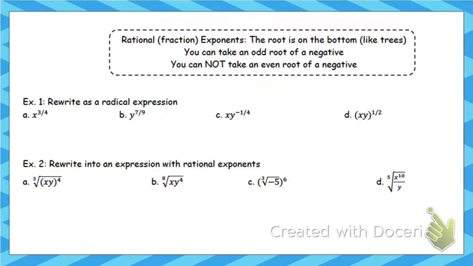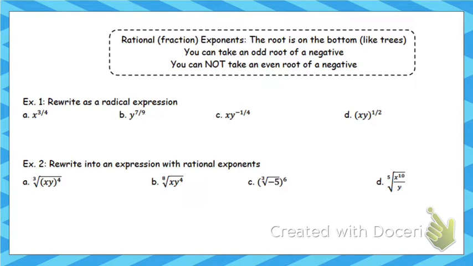One thing that you want to keep in mind is that you can take an odd root of a negative number. Okay, for example, the cube root of negative 1 is negative 1. What you cannot do is take an even root of a negative number. So the square root of negative 1 is imaginary. Okay, the fourth root of negative 1 is not going to exist, because you can't multiply any positive or negative number times itself to get a negative.